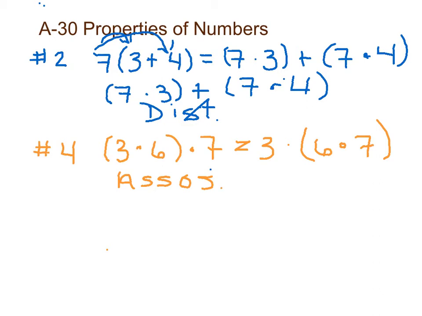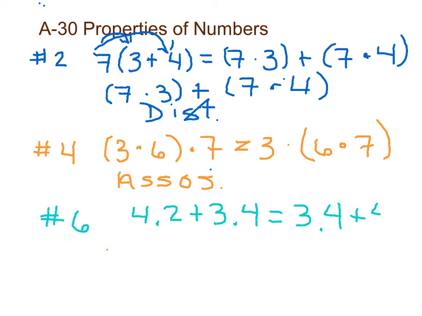And then let's go ahead and take a quick look at number 6, since we're 2 minutes into it and we've already finished 2. So number 6 here is 4 and 2/10 plus 3 and 4/10 is equal to 3 and 4/10 plus 4 and 2/10.